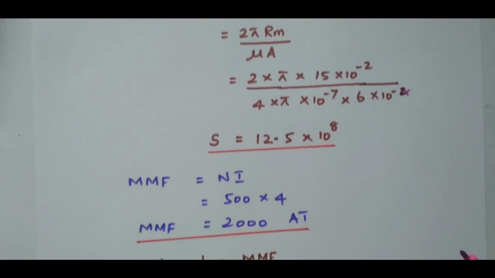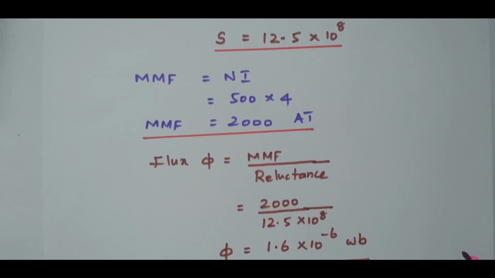Now we'll go to the mmf value. This mmf is nothing but N into I, number of turns into current. Number of turns is 500, current is 4 ampere, so mmf will be 2000 ampere turns. Very simple, directly we substituted. The mmf equal to 2000 ampere turns.